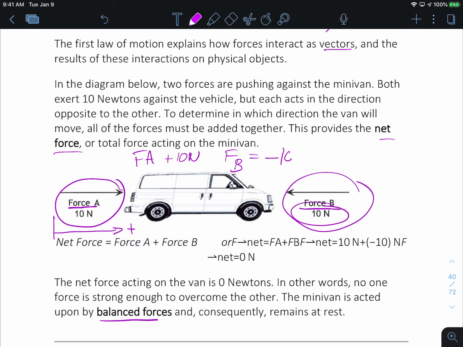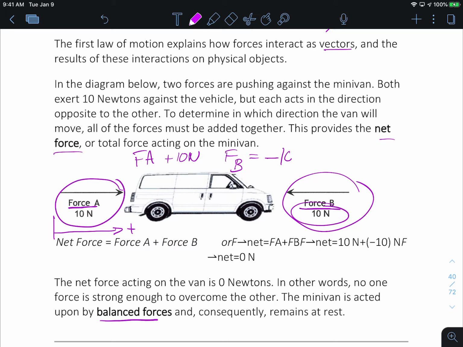And since it has a direction, we have to add our vector arrows. So again, we're going to say that the net force is equal to force A plus force B, but they must be using the same frame of reference. So that's why force A is positive 10 newtons, while force B is actually negative 10 newtons, because it is moving in the opposite direction.